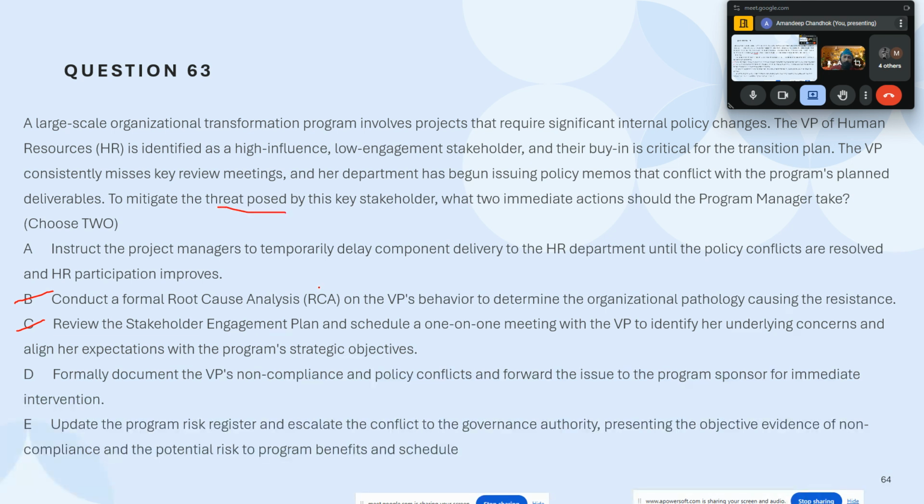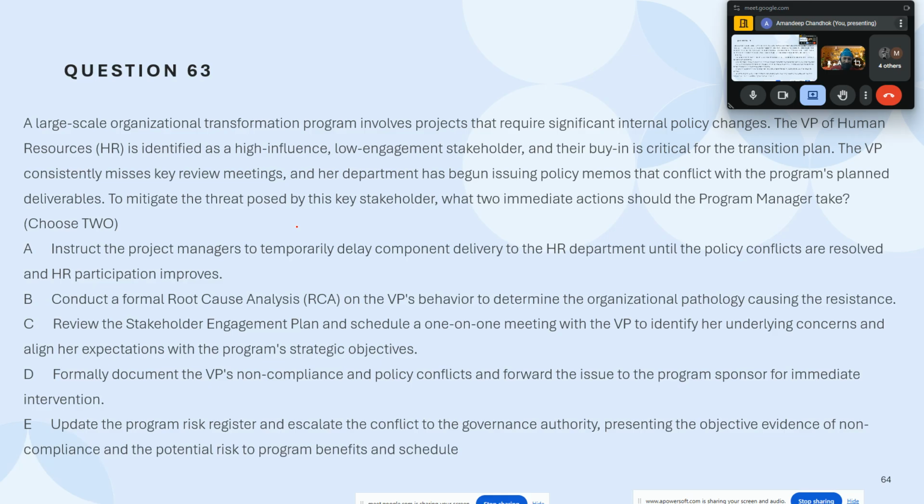This doesn't address the threat, but the question talks about two immediate actions. That's the reason I selected E. I'm not saying that E is the incorrect answer, but my thought process is, since the question talks about two immediate actions, I selected E.